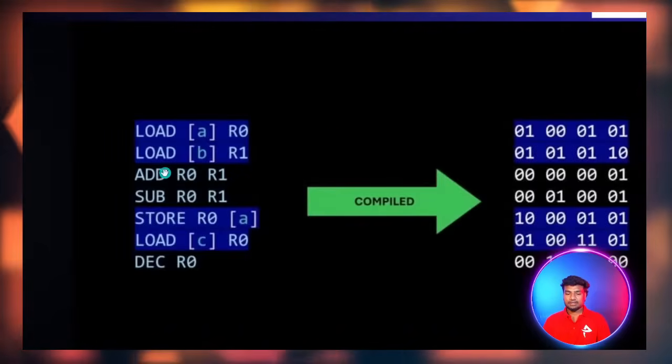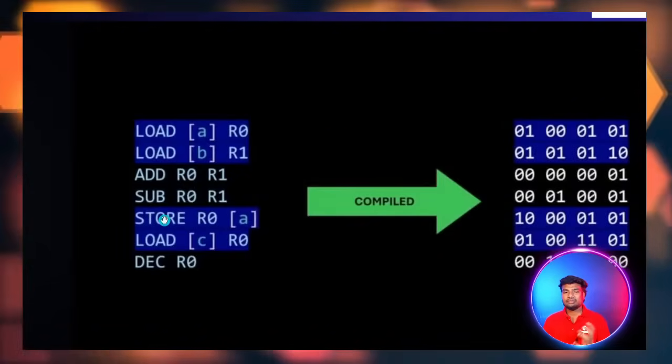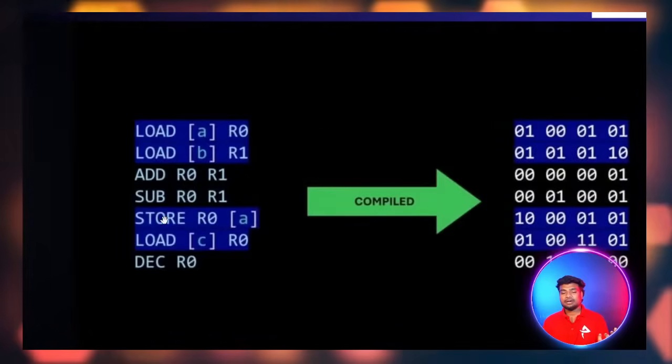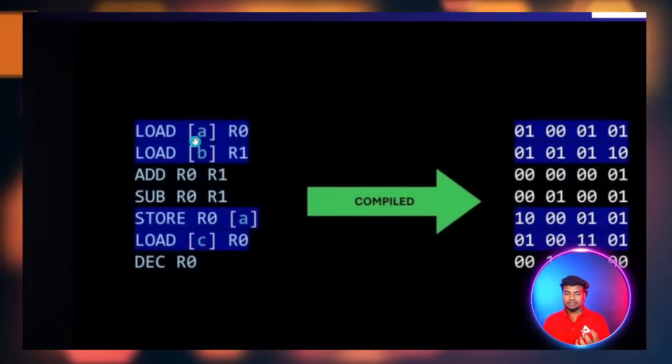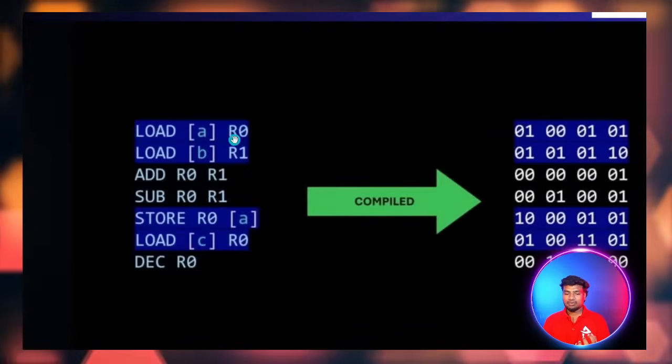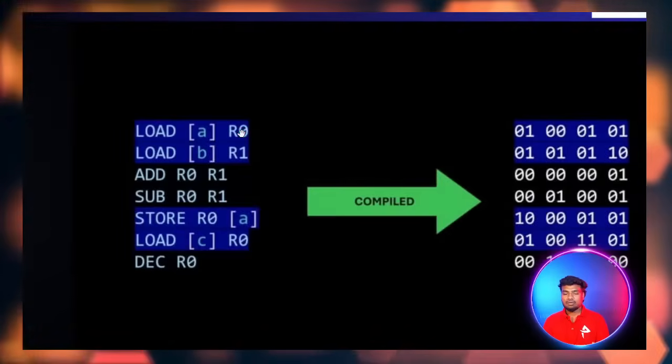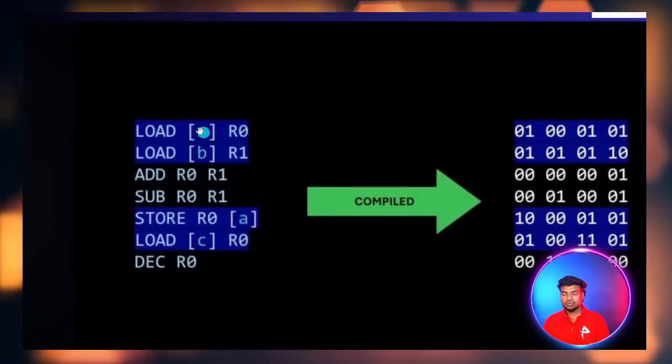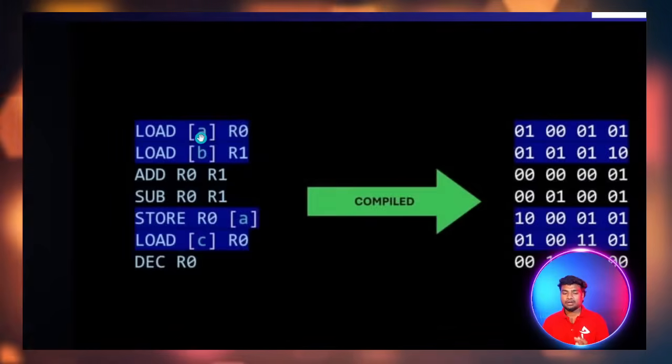So you can see here load and store. Load means we are loading into a register, and store means we are storing. Load means, for example, R0 is one register. Whatever value it has, I'm loading to this A value. So I'm just loading and storing.